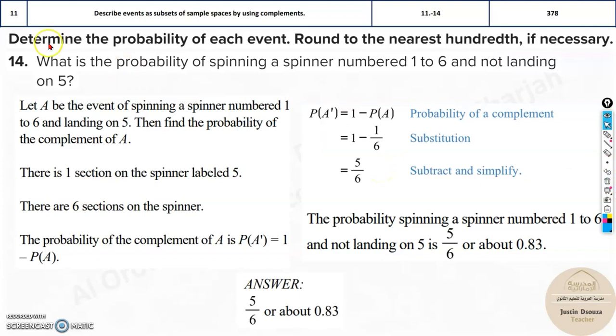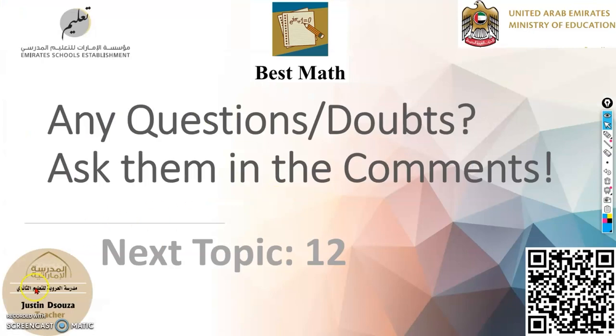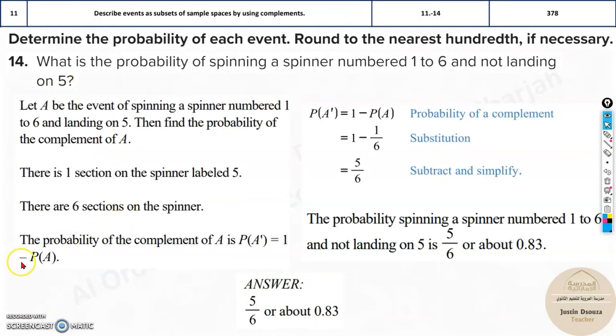That's the end of this topic 11. A simple, easy topic. Just find the probability of the given event and subtract it from 1. You will get the answer. So that's that for topic number 11.